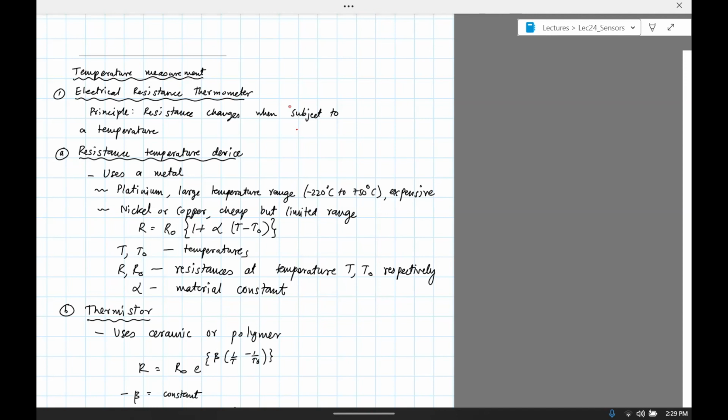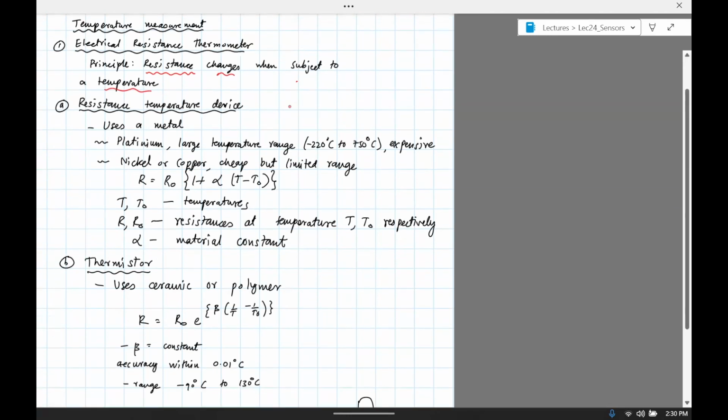One of them is what is known as a resistance-based temperature sensing device. Basically, it senses change in resistance when it's subjected to temperature, and then once there's a change in resistance, you can measure it using a voltage divider. There are two devices we'll talk about. A resistance temperature device uses metal, like platinum, which is very expensive, or nickel or copper.